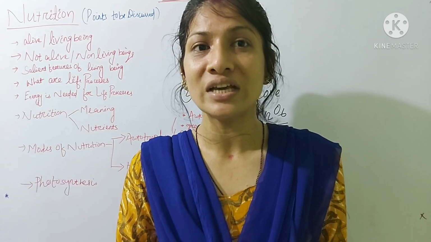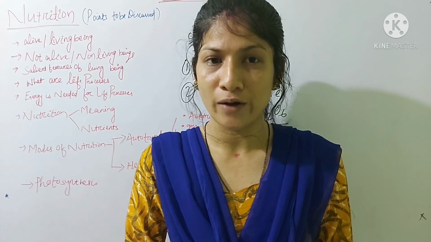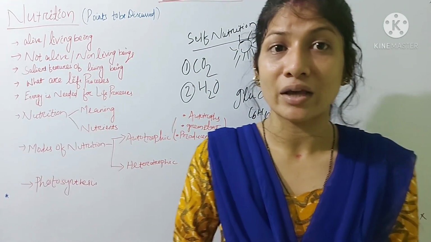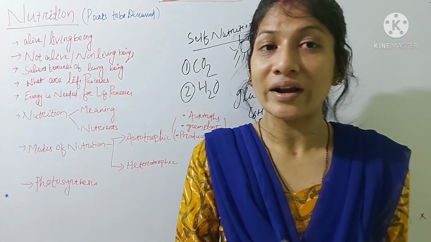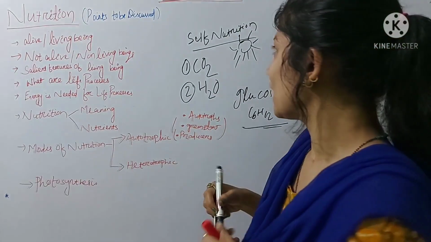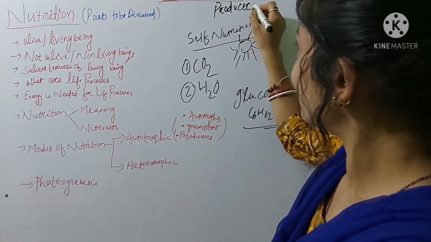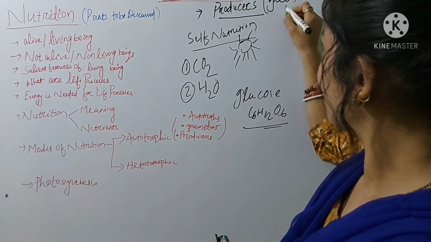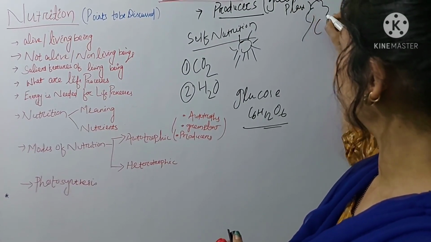Then what is autotrophs? The organisms which can take part in autotrophic mode of nutrition are known as autotrophs. The autotrophs are commonly known as the producer. That means they produce their own food. Hence, the producers are known as the autotrophs, or the organisms which can take part in the autotrophic mode of nutrition. We call them producer. What are the examples of the producer? The example of the producer are the green plant.